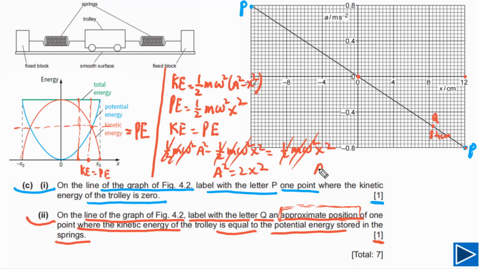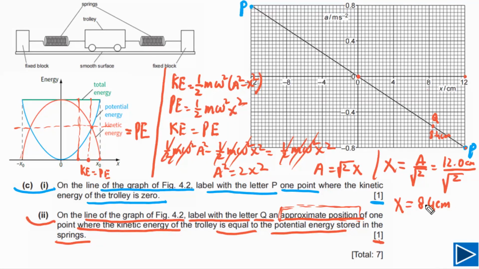So from here we can find that a is equal to root 2 times x, or we can say x is equal to a divided by root 2. A in this case is equal to 12.0 centimeters. If we divide this by root 2, we can find the exact value of x, which will be equal to 8.4 centimeters. So this is how you can find the exact value. The question is asking you only for an approximate value. So if you mark around 8, you will get 1 mark for this question. But this is how you can also calculate the exact value of x.